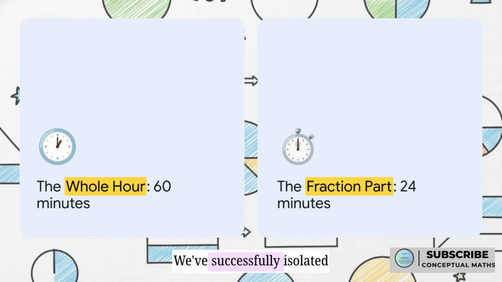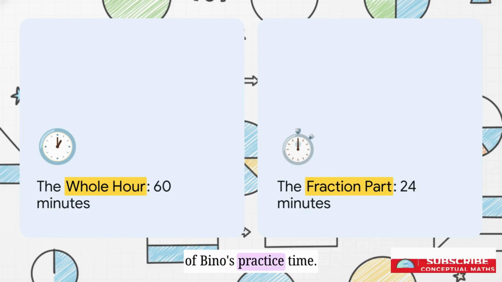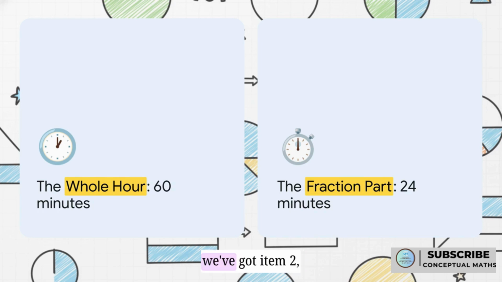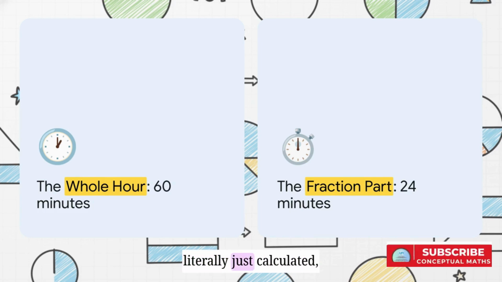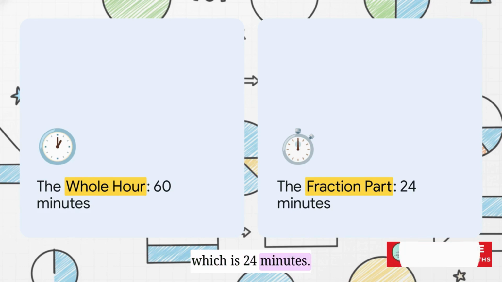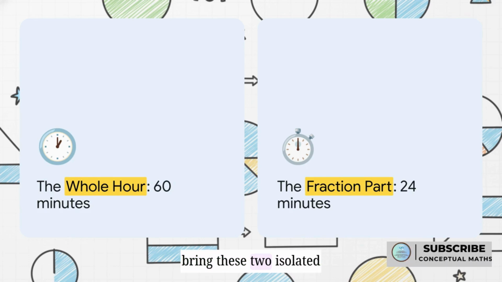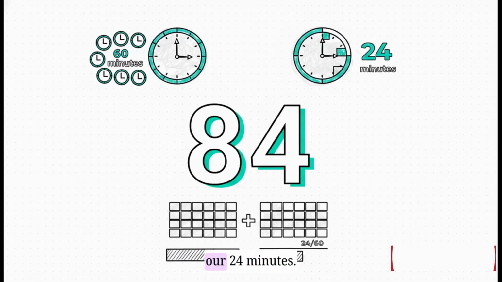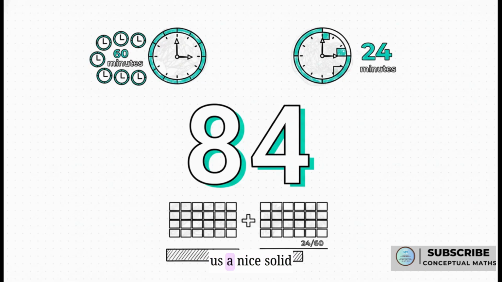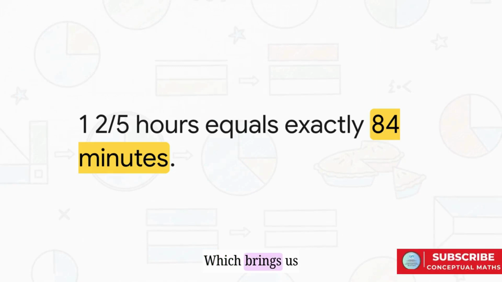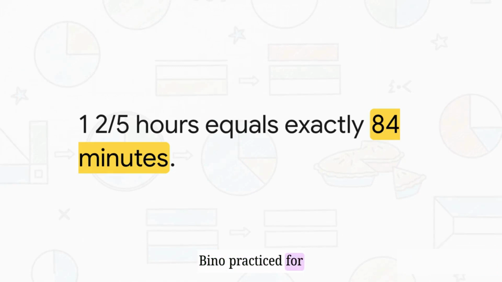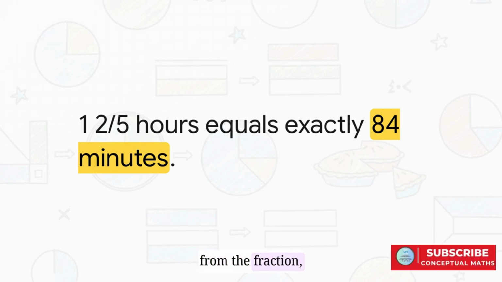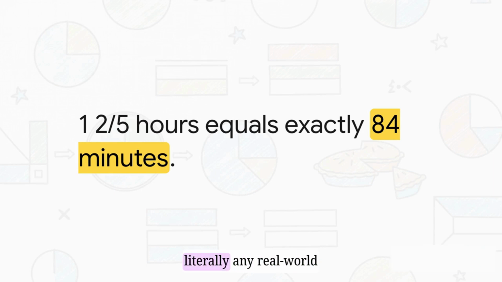Okay, look at that. We've successfully isolated the two elements of Bino's practice time. We've got item 1, the whole hour, which is our 60 minutes. And we've got item 2, the fractional part we literally just calculated, which is 24 minutes. Now to get our grand total, we just need to bring these two isolated pieces back together. It's super simple from here. We take those 60 minutes and we add our 24 minutes. 60 plus 24 gives us a nice solid sum of 84. Which brings us to our final answer. Bino practiced for exactly 84 minutes. See how well that works? By just isolating the whole number from the fraction, you can so easily apply this math to literally any real-world time calculation.